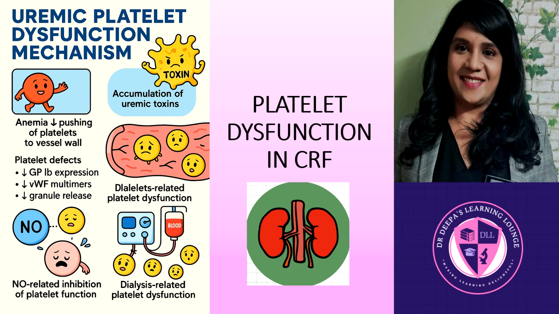In today's session we will discuss uremic platelet dysfunction, one of the most important acquired hemostatic dysfunctions in CKD patients and end-stage renal disease patients. A patient with CKD often presents with a bleeding episode that appears disproportionate to the platelet count. This is because uremia has profound effects on platelet function rather than platelet number.